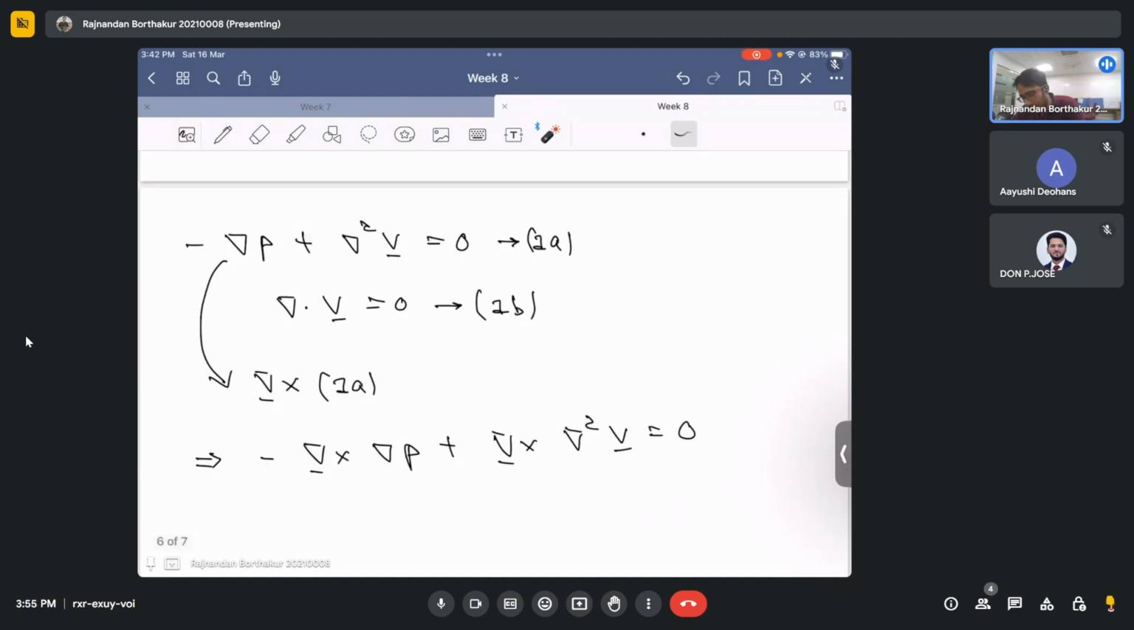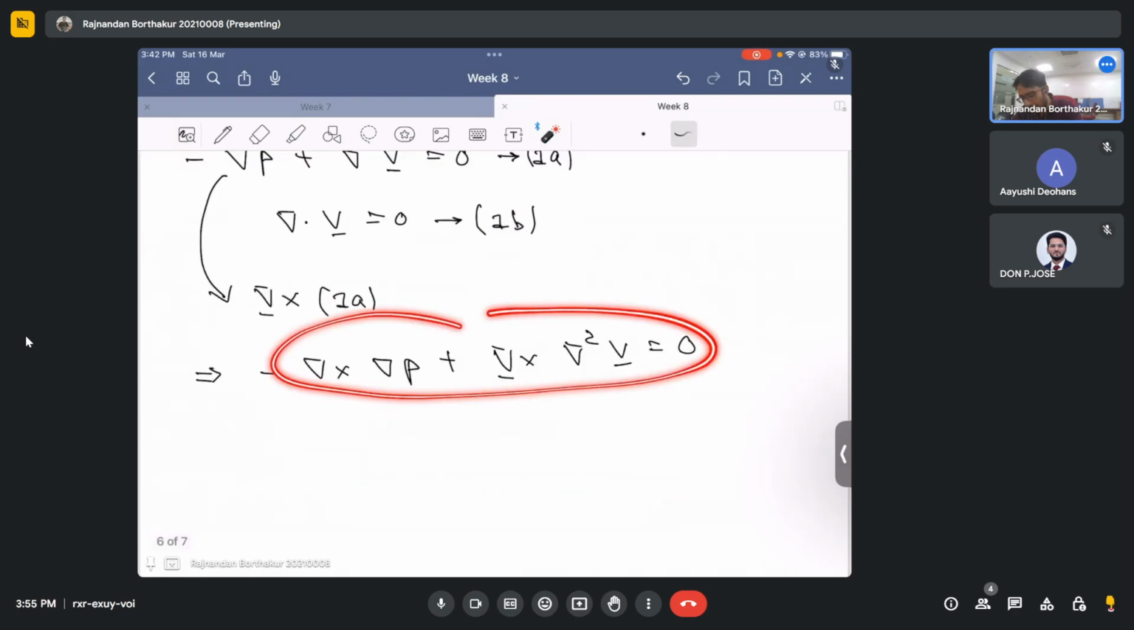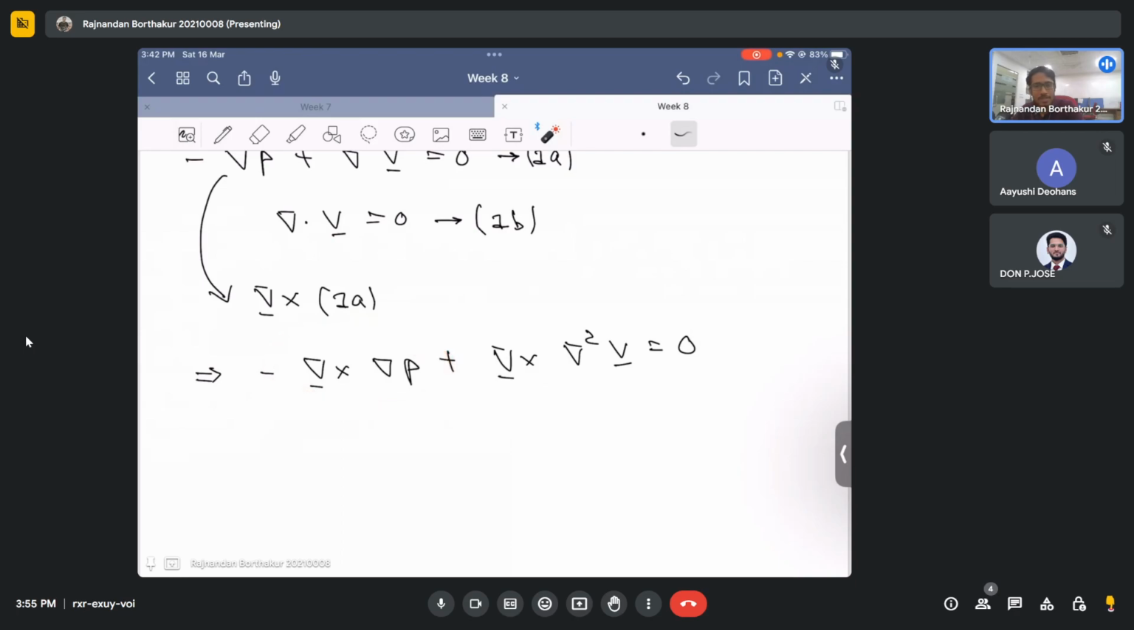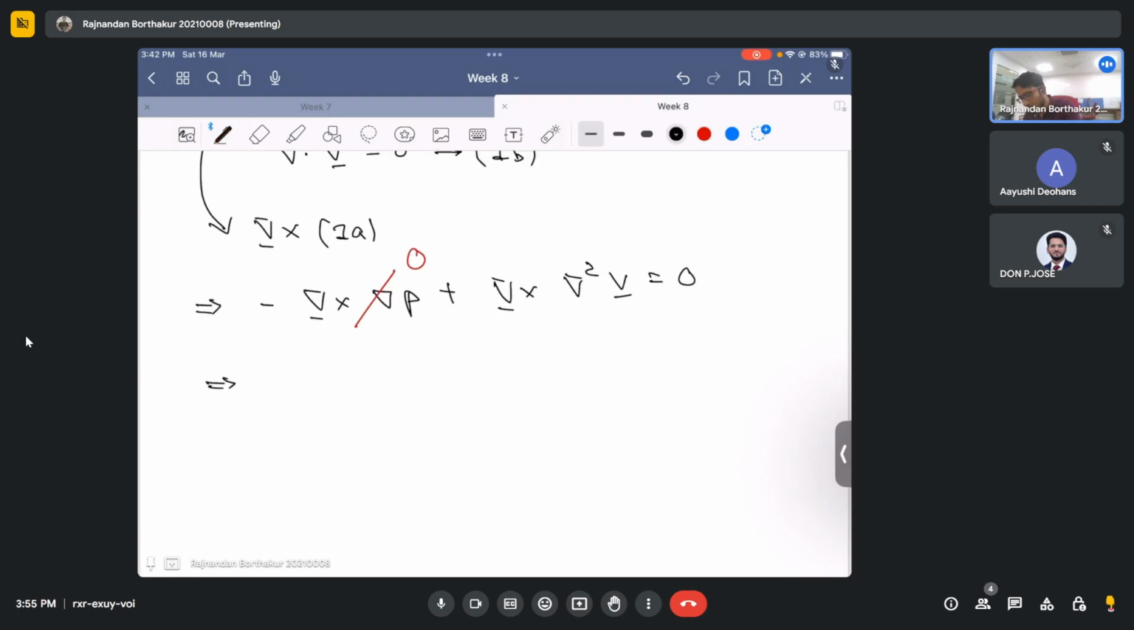I'm just considering the creeping flow equations. 1a is the momentum equation, 1b is the continuity equation. We will look into the continuity equation later on. But if I take a curl of the momentum equation on both sides, I end up with this. Can you tell me what is curl of gradient of pressure, where pressure is any scalar quantity? Yes, 0. Exactly, curl of grad p is 0, and of course there is no body force in the problem, so our equation simplifies to curl of del square v equal to 0.